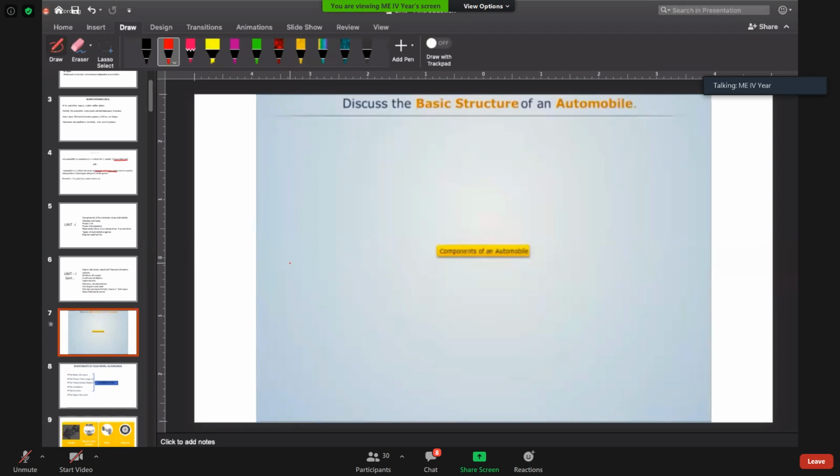In this video, this is a short video, and we are going to discuss the basic structure of an automobile. So what are the components of an automobile? We will see in this video. What is its essential function? In short, one line that we will see.